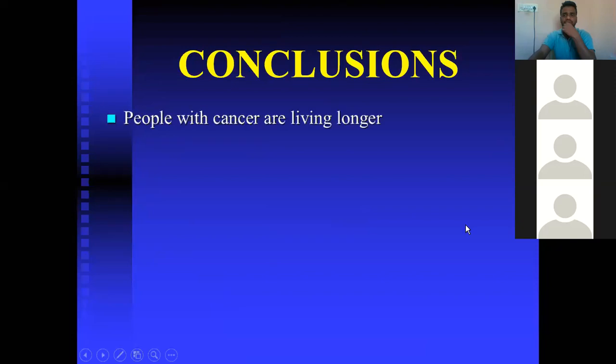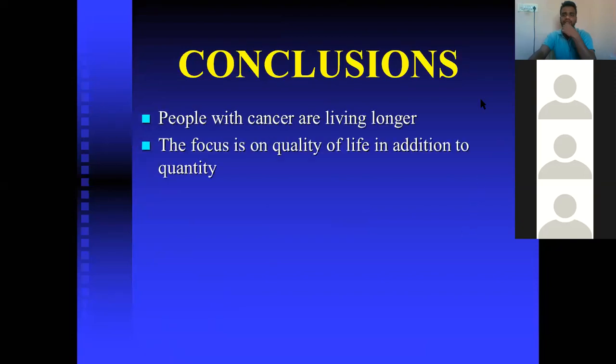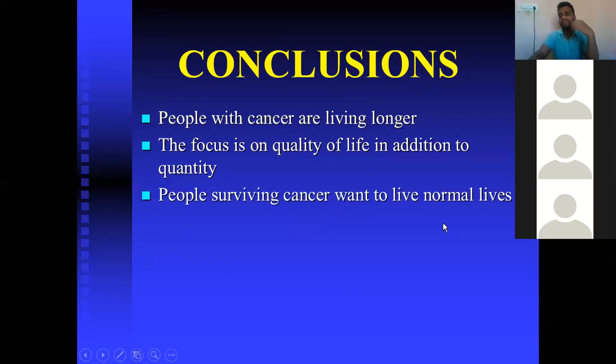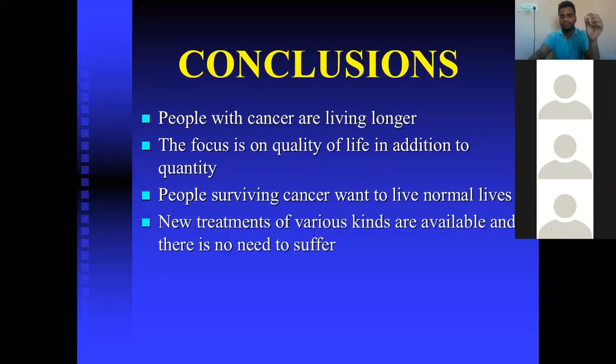The conclusion is very simple. We have many drugs now with which people can live longer. In the past, we used to say that cancer is a deadly disease and the patient is not going to survive. The overall focus now is on quality of life rather than just increasing lifespan. We try to make the patient live a quality life, and people surviving cancer want to live a normal life. New treatments of various kinds are available, and there is no need to suffer now like patients used to in the past.